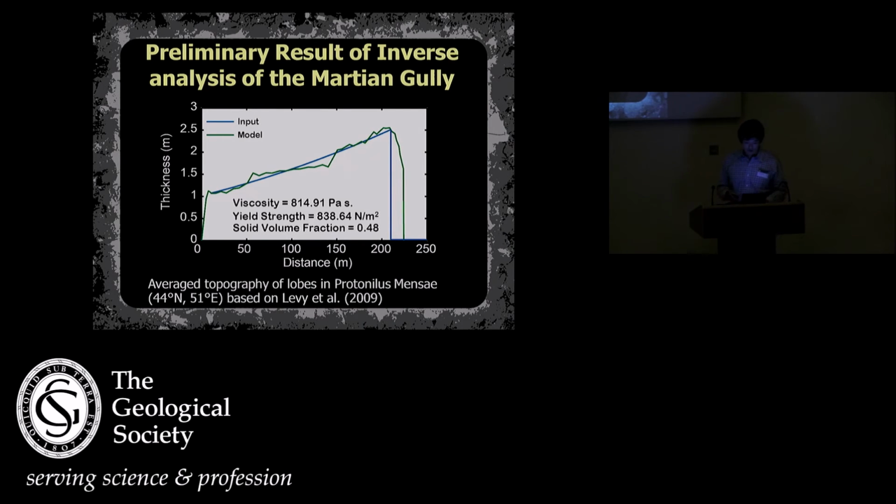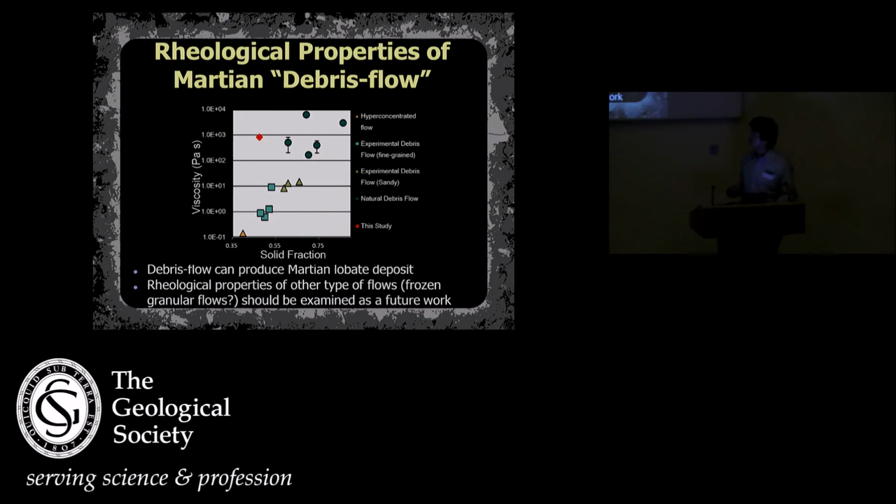Now, this is just a preliminary result, so future work is necessary, but just one result is plotted here, and these blue dots are the observations of natural debris flows. Here, this is viscosity and this is solid fraction. So natural debris flows are here, and these green triangles are experimental debris flows with lower viscosity, and these are natural, also experimental debris flows of very low, fine-grained materials. And this is hyperconcentrated flow, very highly concentrated river flows. So this means that our preliminary result quite resembles the similar region of natural debris flows on Earth.